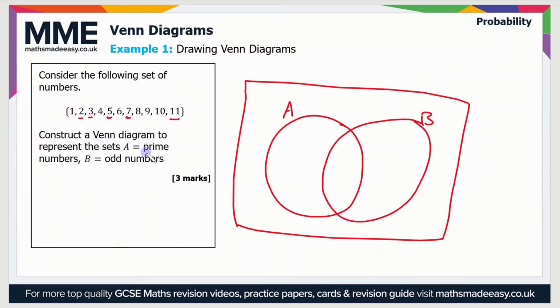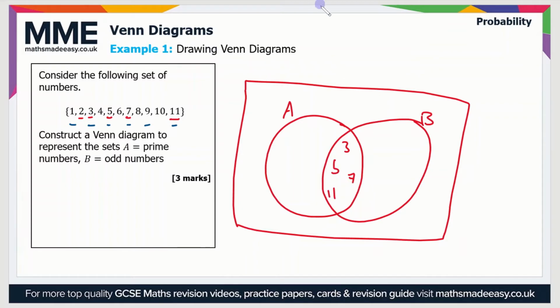Let's go through then, and anytime we've got an odd number, we'll highlight it in blue. So we've got 1 is an odd number, we've got 3, 5, 7, 9 and 11. If you look, there are some that have an underline in both red and blue, so these are going to go into the intersection. That is 3, 5, 7 and 11.